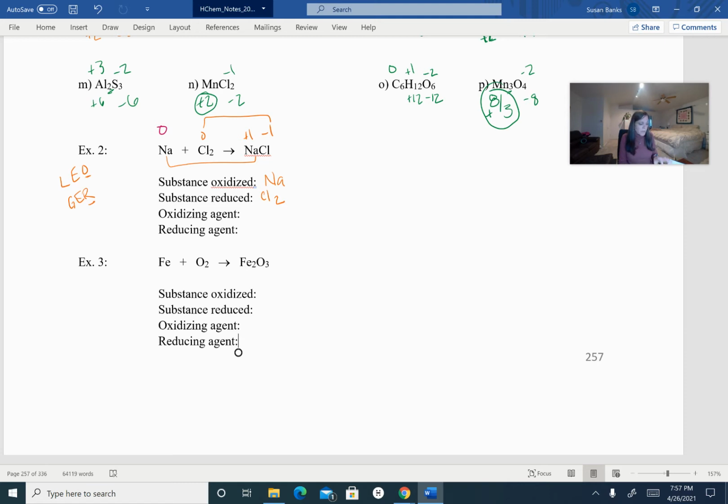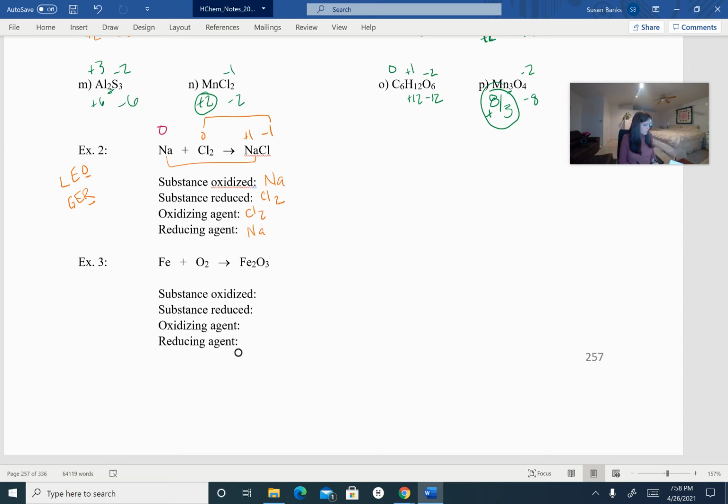Okay? Now remember, the oxidizing agent is what helps something get oxidized. And the oxidizing agent is the compound or the element that was reduced. So what was reduced? Chlorine. So chlorine is the oxidizing agent. And the reducing agent is something that helps another thing get reduced. So that's usually the compound wherein the atom that was oxidized is, or if it's just an element like this, it's just the element. So it will be sodium.